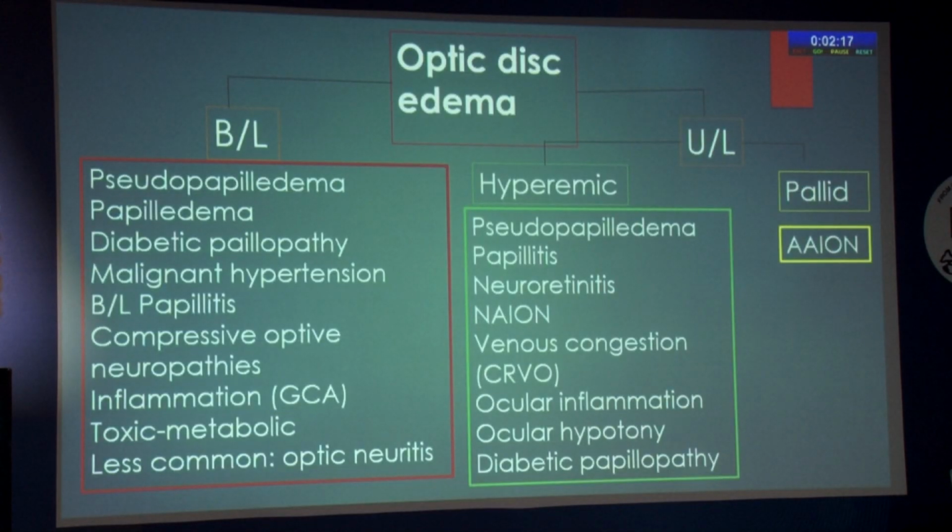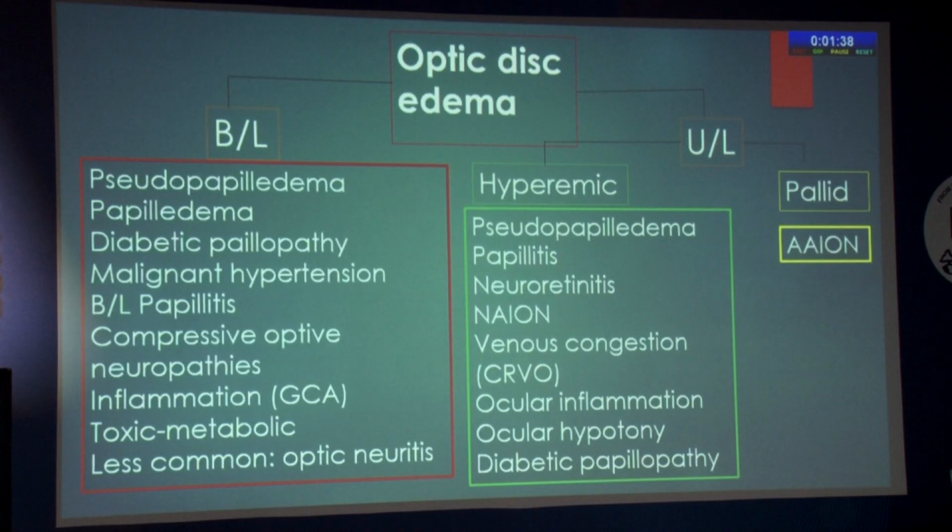Our approach to a disc edema, of course, would be whether it's bilateral or unilateral. So presence of bilateral, of course, eliminates or rules out a pseudopapilledema, and confirms whether there is true papilledema, papilledema essentially meaning that it is probably due to raised intracranial pressure. Other causes could be diabetic papillopathy, malignant hypertension, occasionally bilateral papillitis, and inflammation, toxic, and again in adults, optic neuritis, bilateral, although less common. Hyperemic disc, if it's unilateral, essentially means that the other eye is normal.